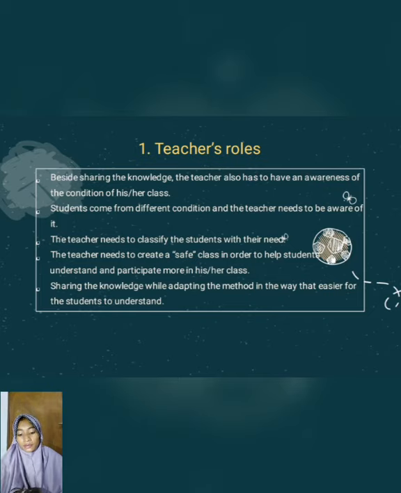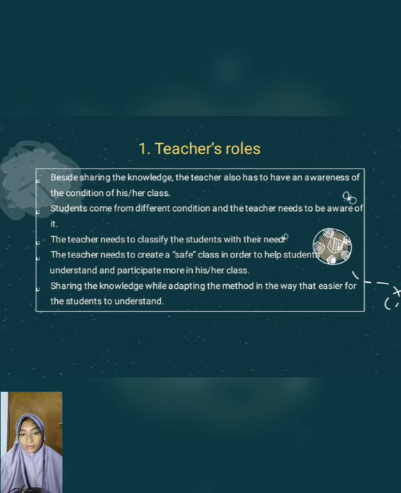Sometimes the teacher is too rigid and forces the students to understand or do a performance, so the students can be stressed out, and it's not a safe class. A safe class is a condition where the students are given a space to participate in the class in a safe way.